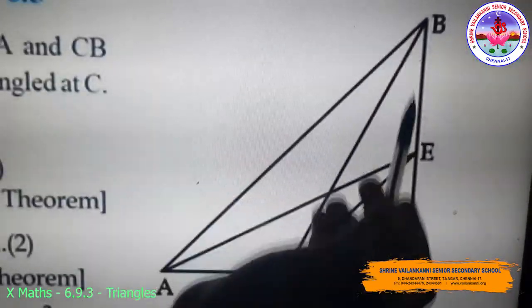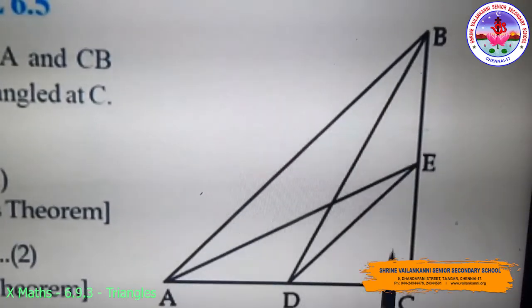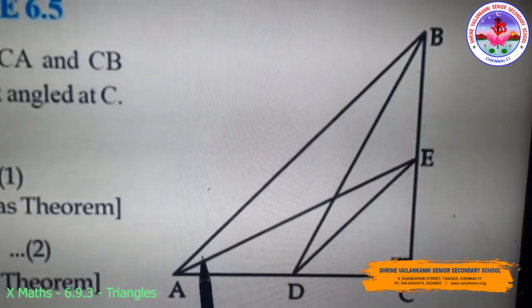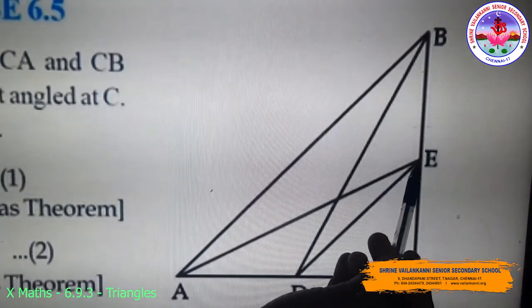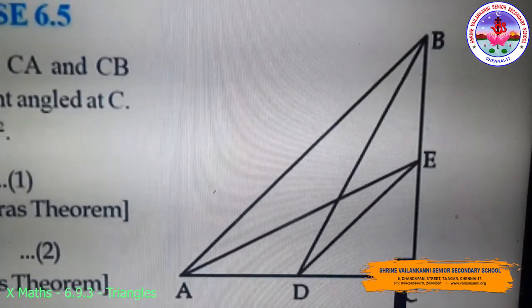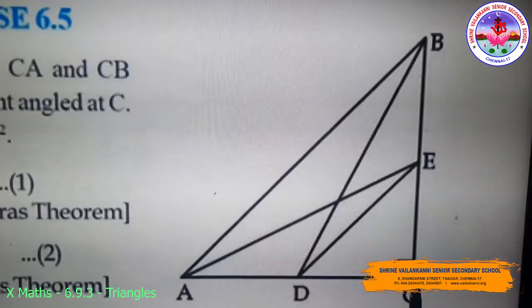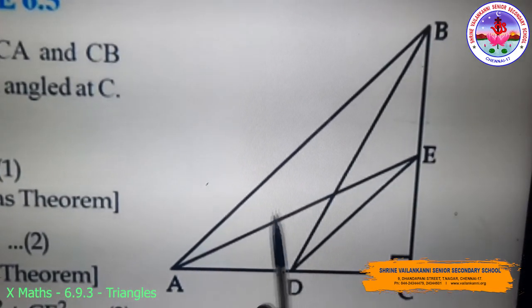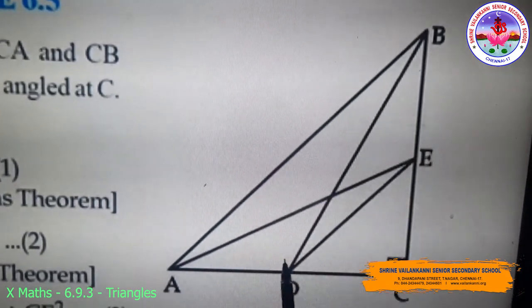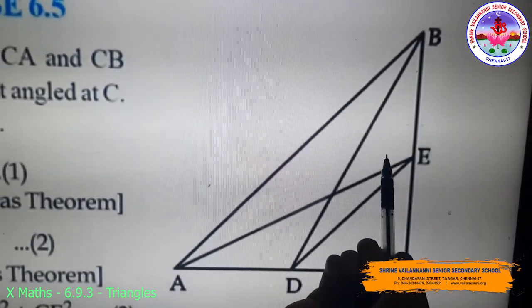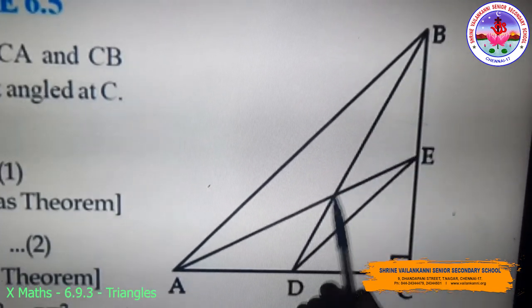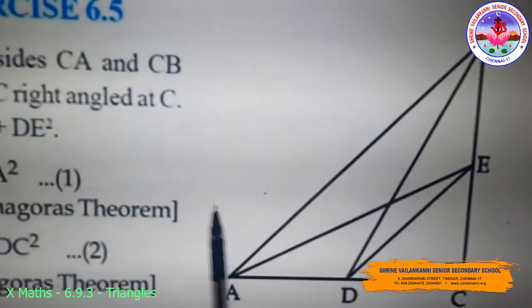He has given a triangle ABC where angle C is 90 degree and AB is the hypotenuse, where D and E are the points on the sides AC and BC. Since we need AE squared and BD square in the proof, we are joining AE and BD. Now coming to the problem.